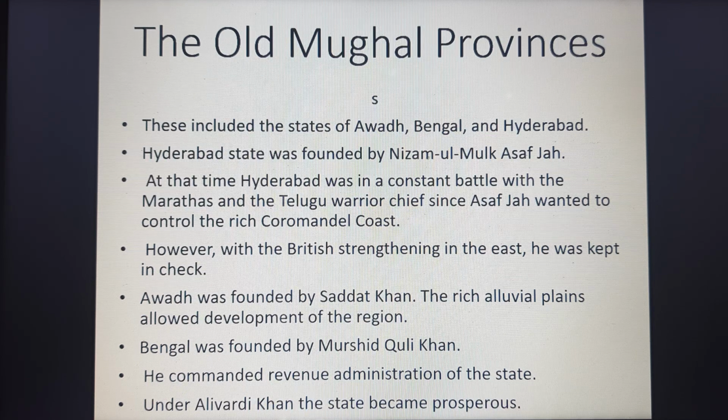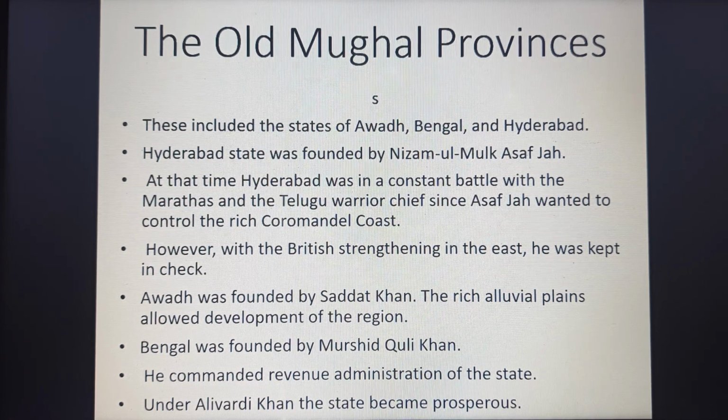Awadh was founded by Saadat Khan. The rich alluvial plains allowed the development of this region. The Ganga and the Yamuna rivers are there, and apart from that many rivers, like the Kali river and others. When you look at the map of Uttar Pradesh properly, you will find why this region was always rich in alluvial soil, and that's why more grains were grown, and that is what he collected as tax. That is why Awadh was important.